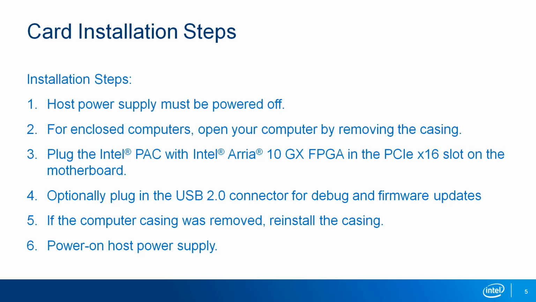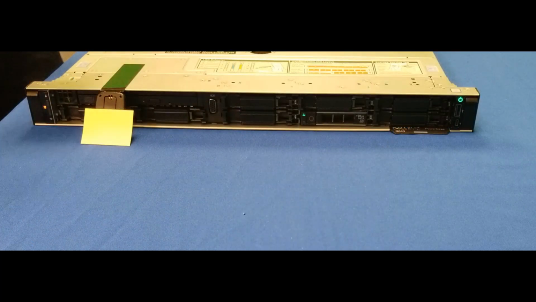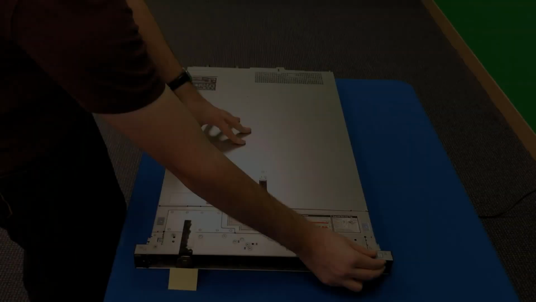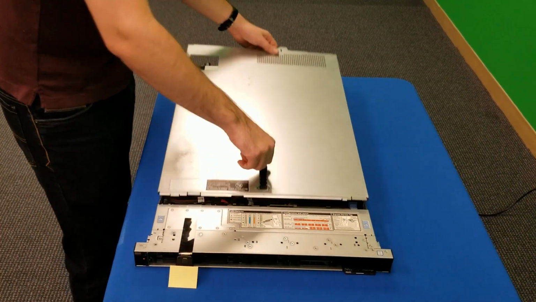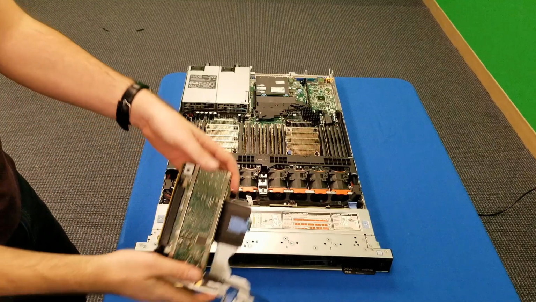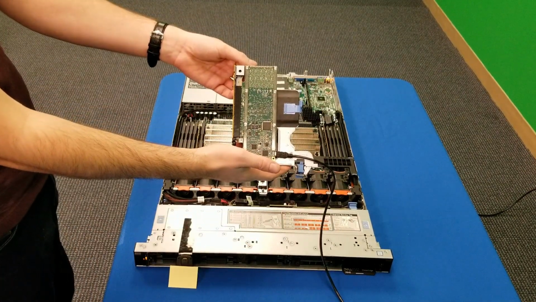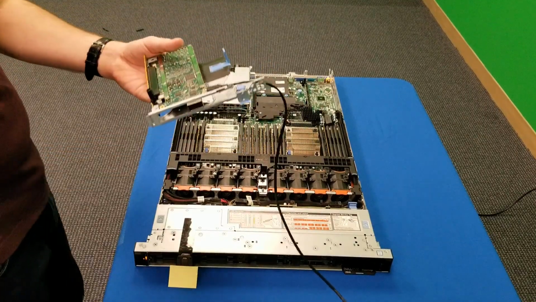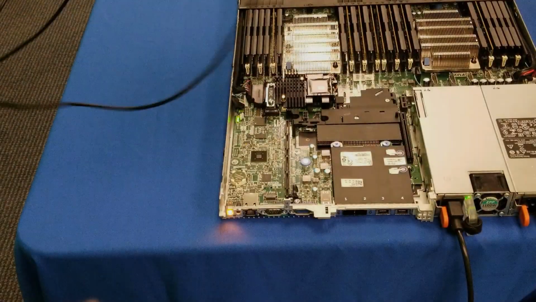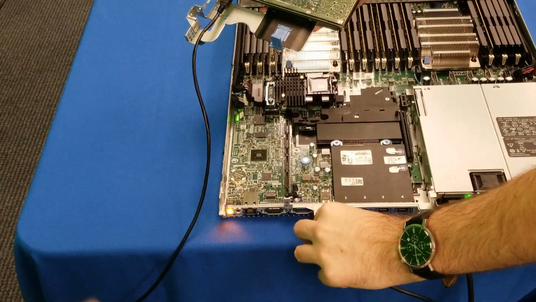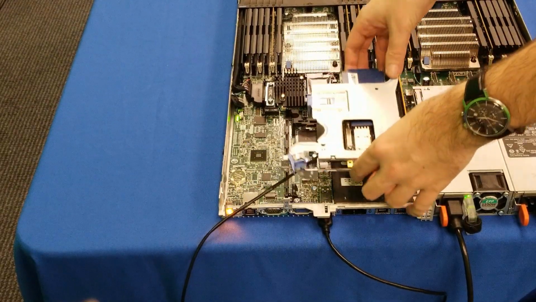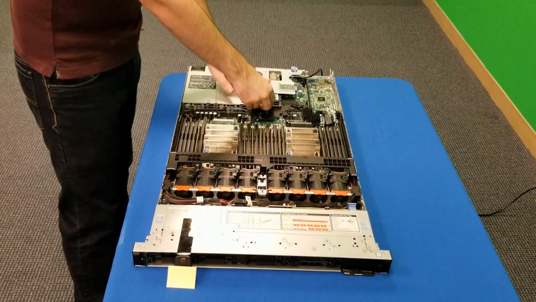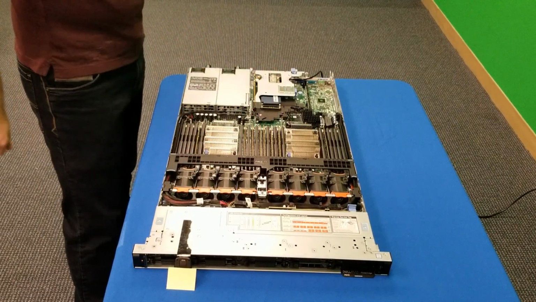The following are the installation steps you must follow when installing the Intel PAC with A10 GX in a server. First, power off the host machine. For an enclosed machine, remove the casing around the motherboard. At this point, you may optionally attach the micro USB cable to the micro USB port on the PAC and the USB 2.0 interface on the server. This cable is only used for debug and as a second option for firmware updates. After gaining access to the motherboard, plug the Intel PAC with A10 GX FPGA into an open 16-lane PCIe slot.